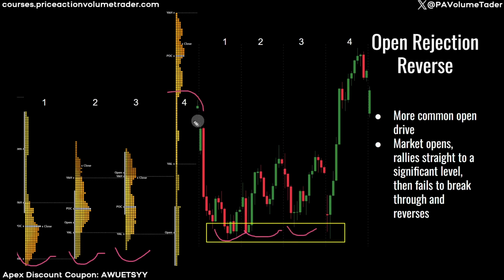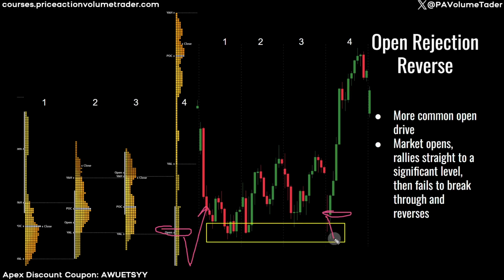And then on day number 4, right over here, the market opens right here, and we had a drive down to test a significant level. In this case, we tested right here on this wick low. Let me just clear this up so it looks cleaner. We opened right here, came back and tested this significant support level, and then we reversed.